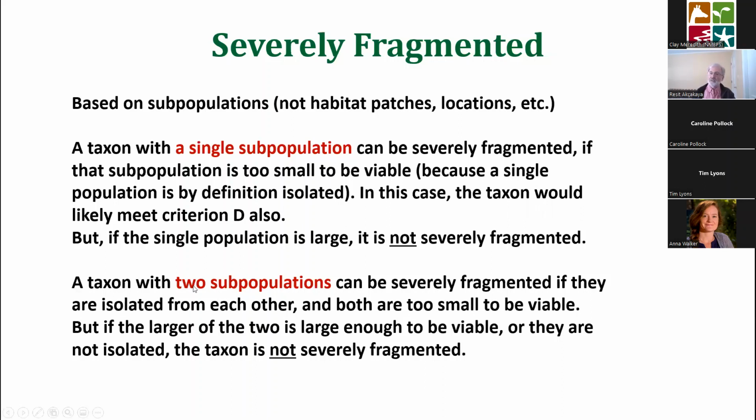Now, a taxon with two subpopulations can also be severely fragmented, but then there are two conditions. One, they must be isolated from each other, and second, both must be too small to be viable, right? But if the larger of the two is large enough to be considered viable, then most of the individuals will be in that larger population, so the taxon will not be severely fragmented.